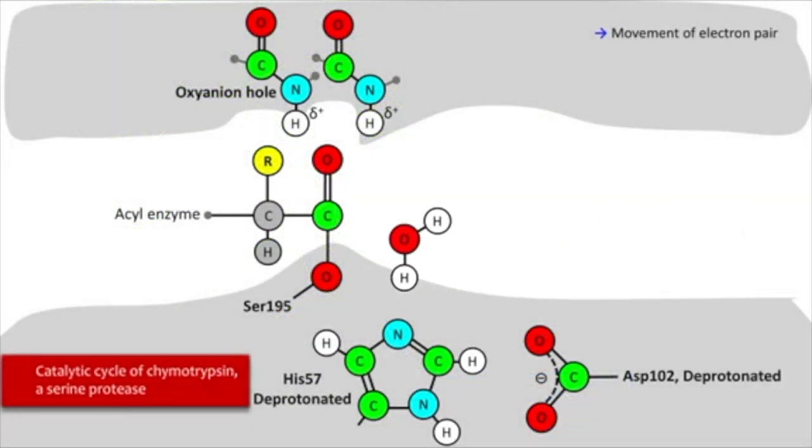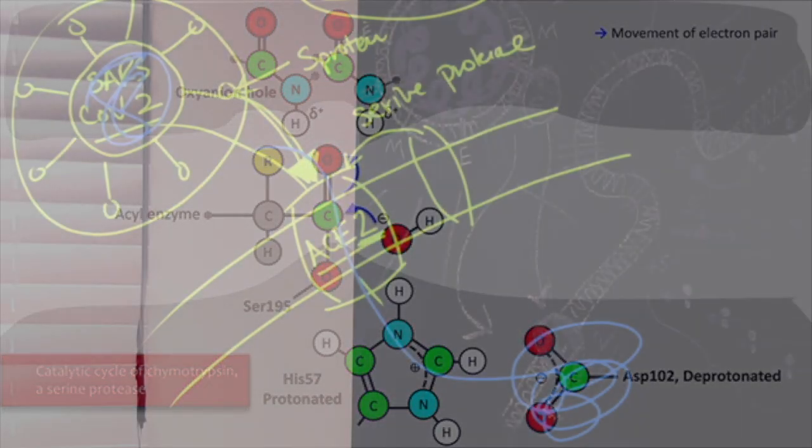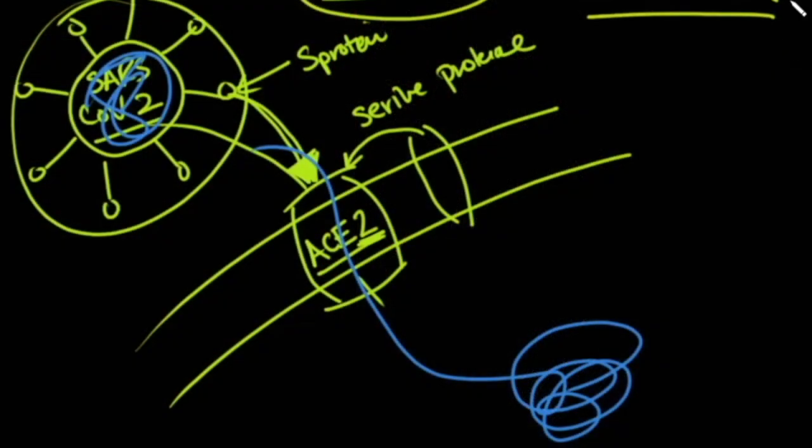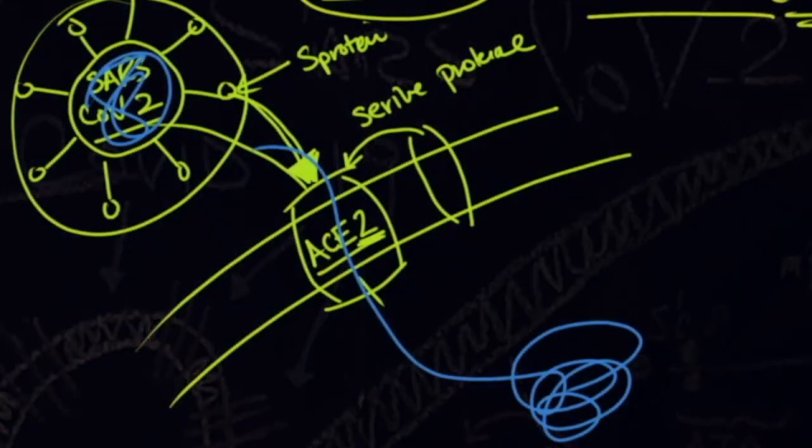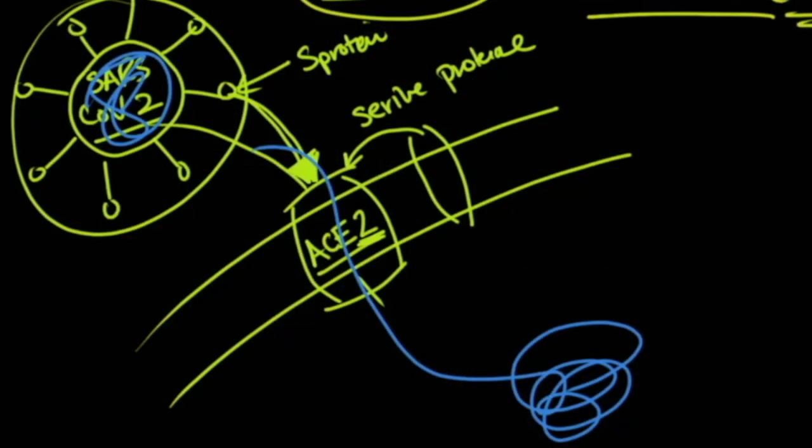The key here, though, is this protein that is on the side of the cell is ACE2, and it's exactly the same protein that was the receptor for the SARS-CoV virus that was back in 2002. So the question is, why is this such a problem?